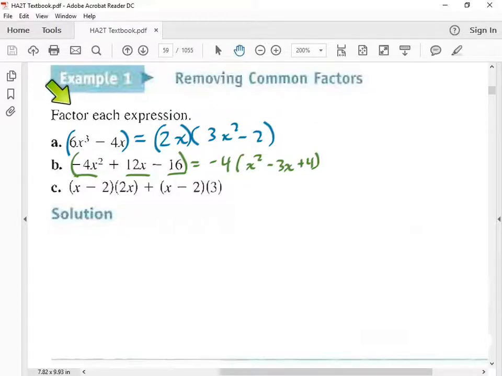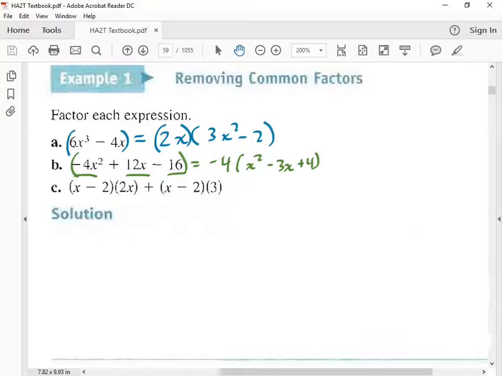Thanks for that. Yes, you're right. This actually says factor the expression, not just remove common factors. So let's finish factoring this right here. What times what gives me 4, and then adds to give me negative 3? Is there anything? Negative 4. Ooh, negative 4 and 1.